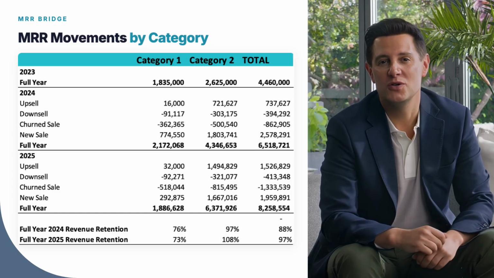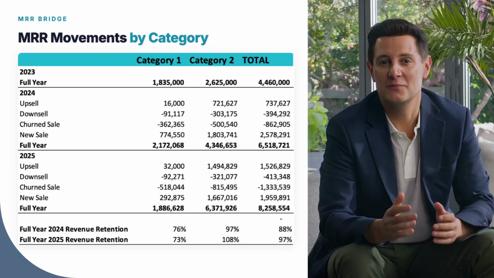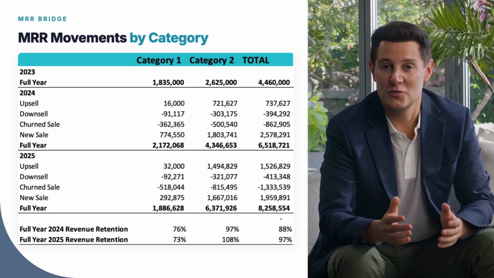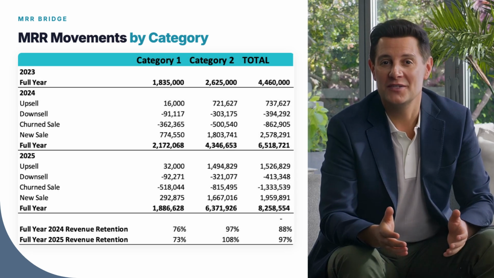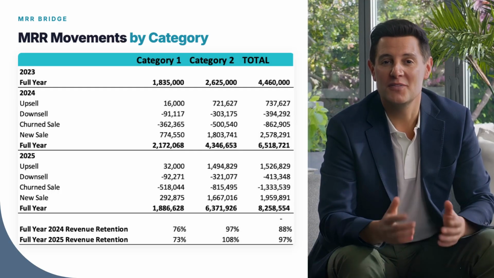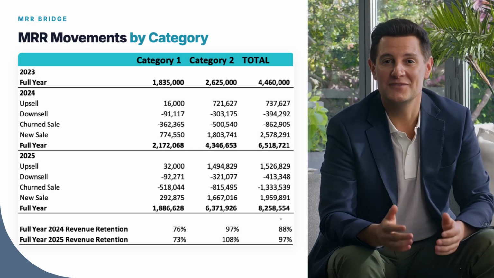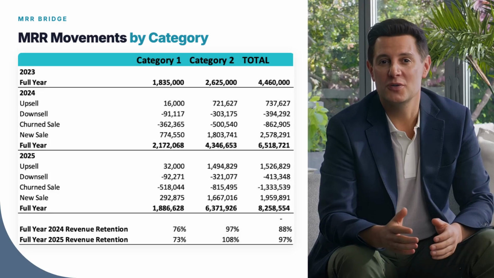The key elements to watch are: 1. The baseline, your starting revenue at the beginning of the period. 2. Growth drivers. New sales, meaning acquisition, and upsells, which is an expansion of current accounts. 3. Revenue erosions: downsells, which are customers spending less, and churn, which is customers leaving entirely. And 4. The finish line, your ending revenue after all gains and losses are accounted for.